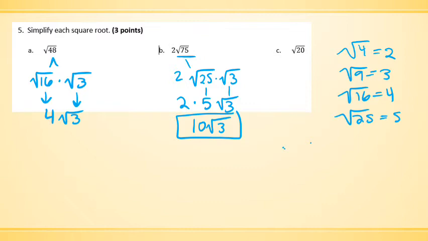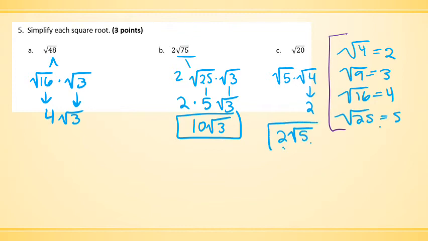Lastly, for root 20, again, I'm going to be looking at these perfect square factors over here, and I'm going to think about how 4 times 5 would make 20. And so again, root 5 times root 4. Root 4 is going to turn into a 2 because the square root of 4 is 2, and then the square root of 5 stays the same. So 2 root 5 would be the answer for C.